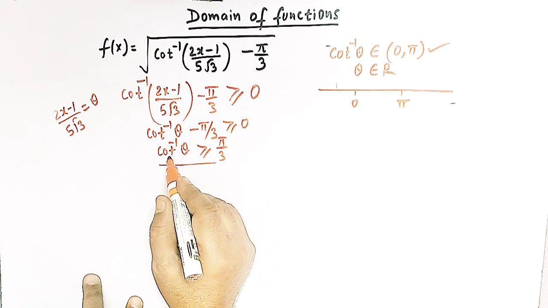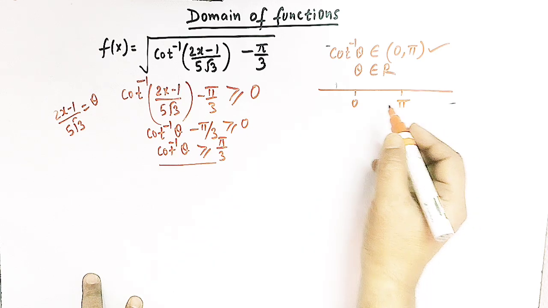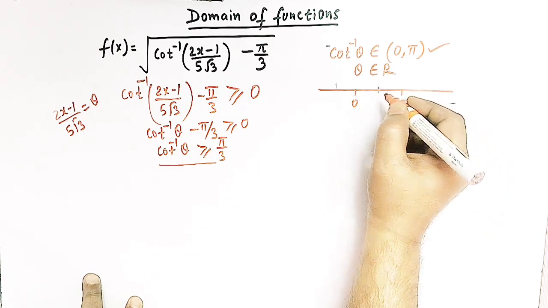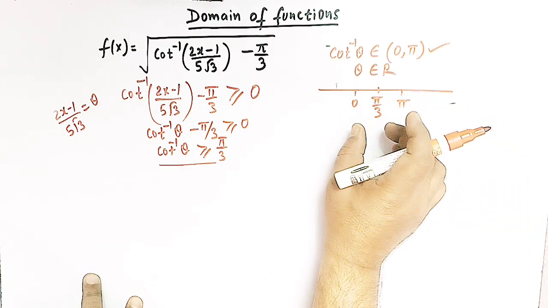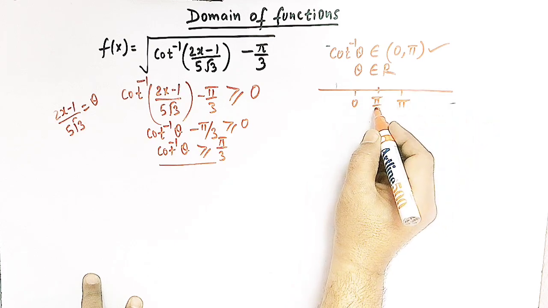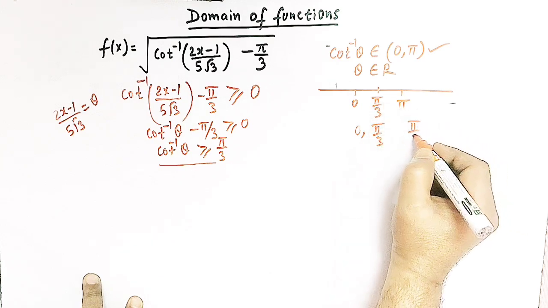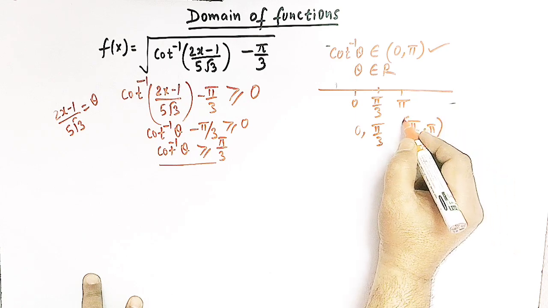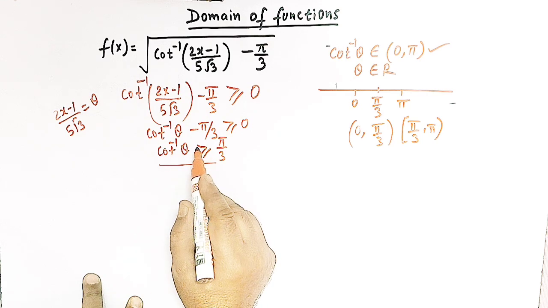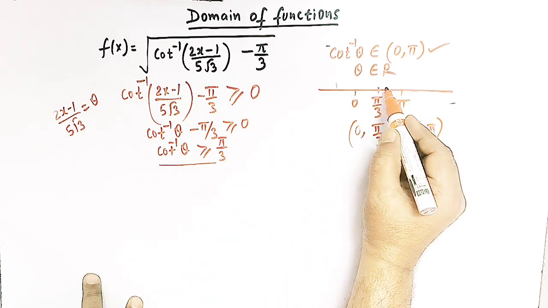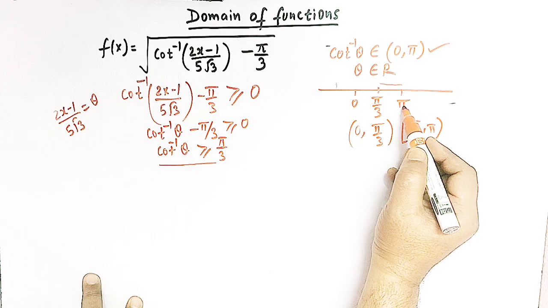Now this inequality suggests that cot inverse theta should be greater than or equal to pi by 3. Now between 0 and pi we have here pi by 3. So now this pi by 3 splits this interval into two sub intervals, that is from 0 to pi by 3, and here we have pi by 3 to pi, right? And here we can now write cot inverse theta greater than or equal to pi by 3. So we have to consider only this interval, that is from pi by 3 to pi, right?